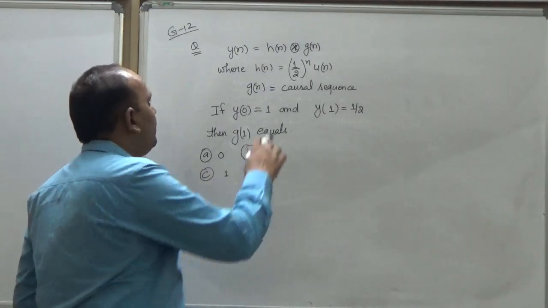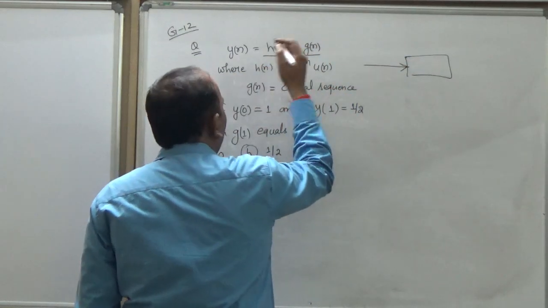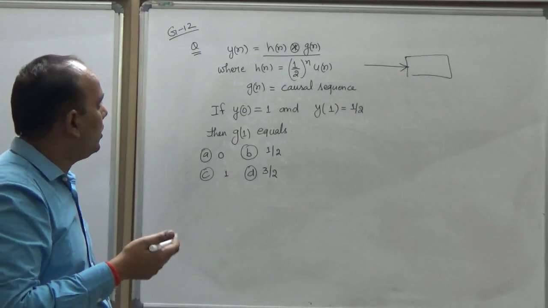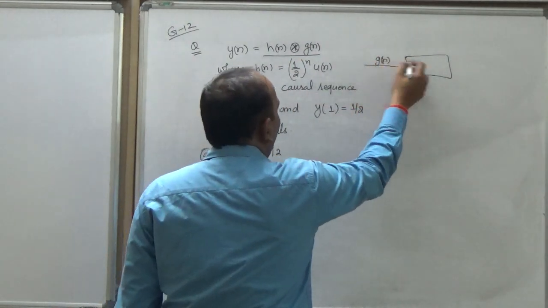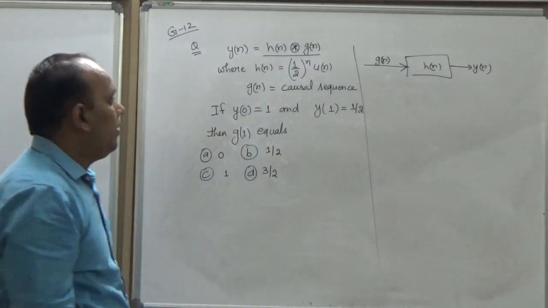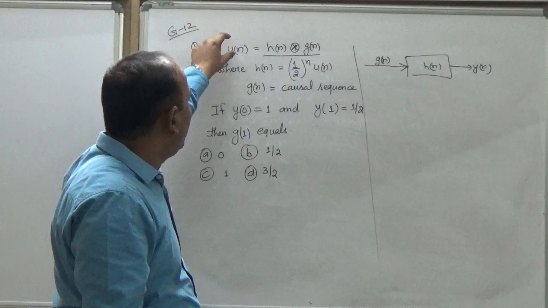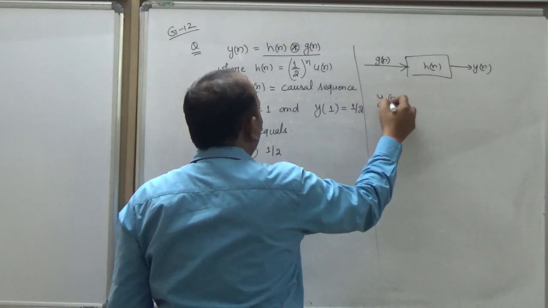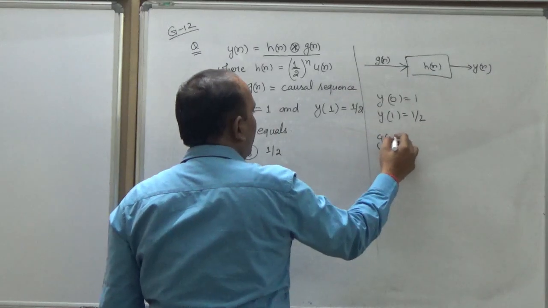You can also say that y[n] is equal to h[n] convolved with g[n]. Whenever convolution is given, the question is talking about an LTI system, where the input of the LTI system is g[n], the impulse response is h[n], and the output of the LTI system is y[n]. Here the question is given in the discrete time domain, some parts are given as y[0] equal to 1 and y[1] equal to 1/2, and we have to find the input g[1].